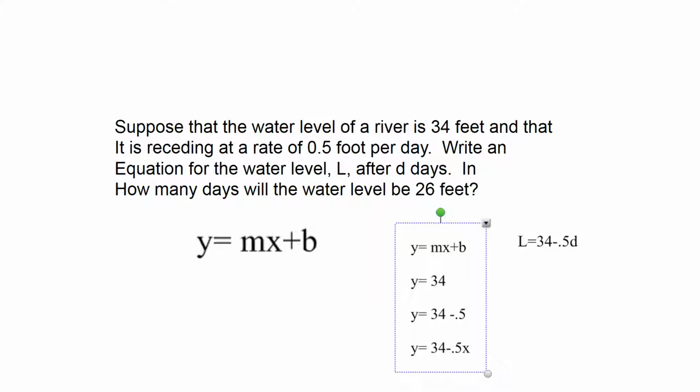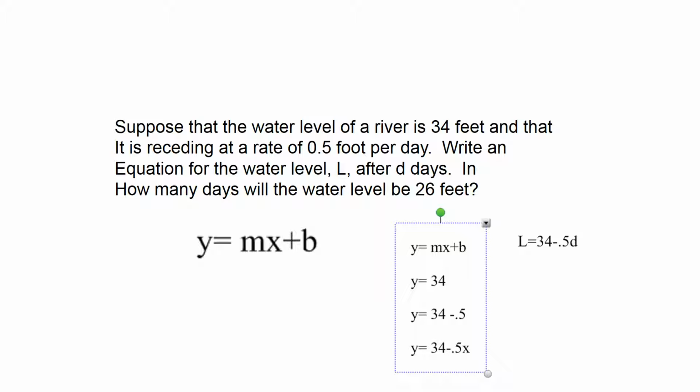For this video, I'm going to use Google Sheets for linear modeling. This one says that the water level of a river is 34 feet. So in this case, it starts out at 34 feet and it's receding. Now receding means going down. You will be subtracting. What's happening is here you have something that starts out at 34 and then goes down. That's where the subtraction comes in. It's going down at a rate of 0.5, half a foot per day.